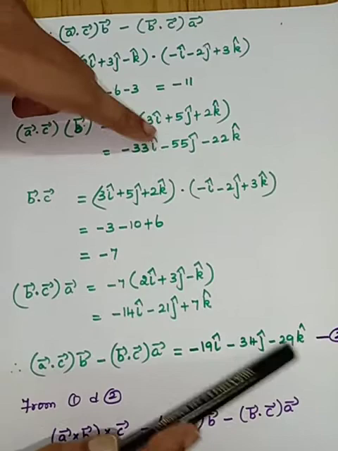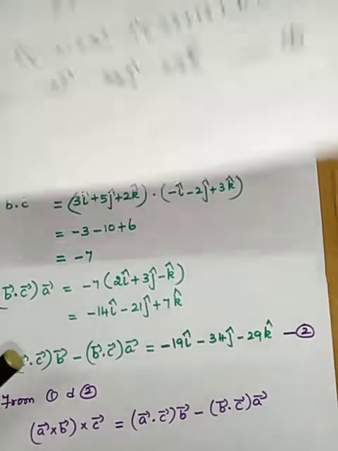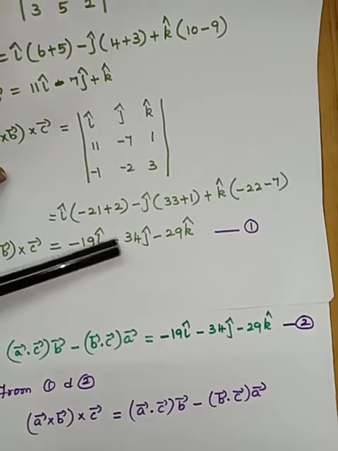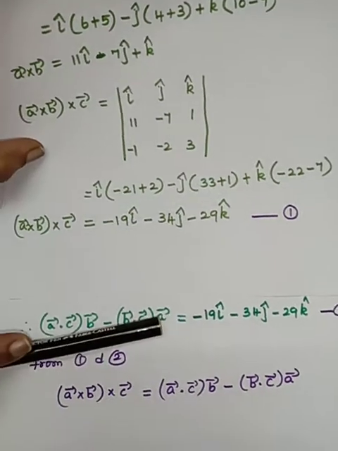So that is minus 29 k cap. You call this as 2. So come to compare with 1. So 1, what you are having? Minus 9 i cap minus 34 j cap minus 29 k cap. So from 1 and 2.